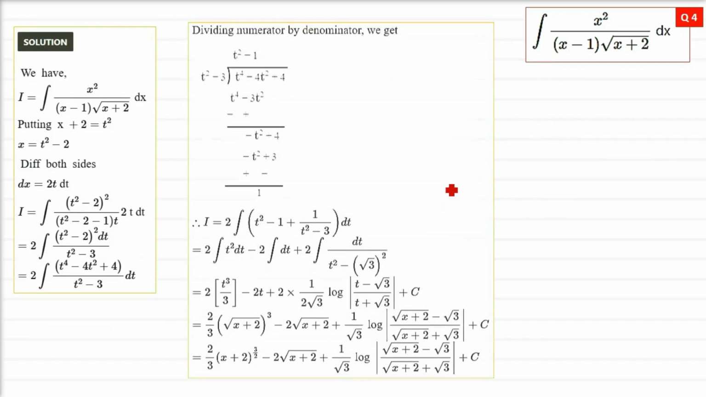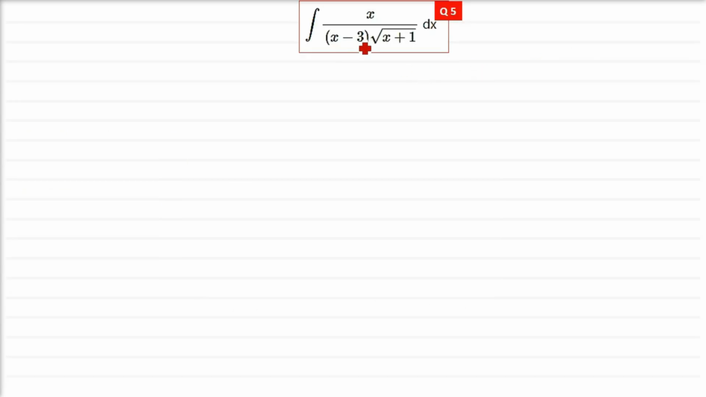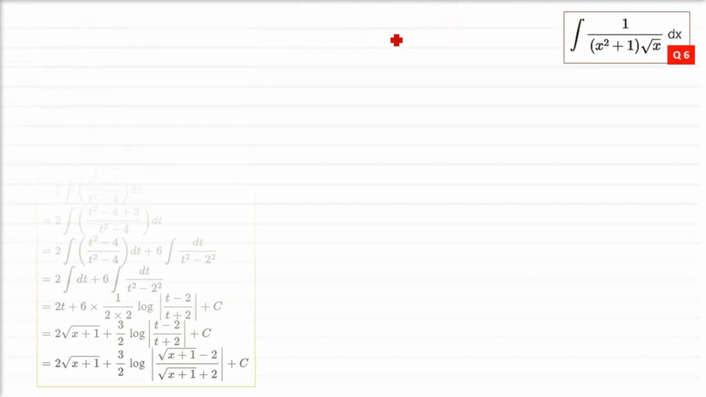Now how to do this? All this putting, differentiating both sides, dividing numerator and denominator has to be written by you, and the logic you have understood. The basic idea is to change under root x plus 2. Here also the same thing. This question also, just take under root x plus 1 as t square and go about the process which we learned.